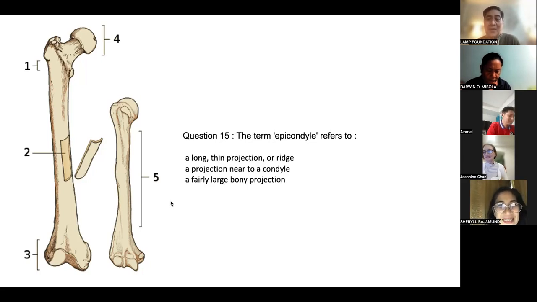Okay, if you have access to some medical schools, you just ask permission. They have bones there. Look at the bone, identify the parts. Okay, I hope you're enjoying this.